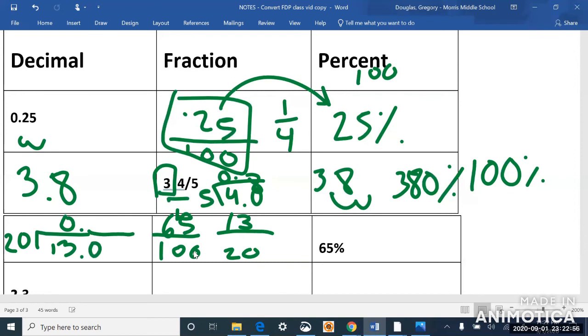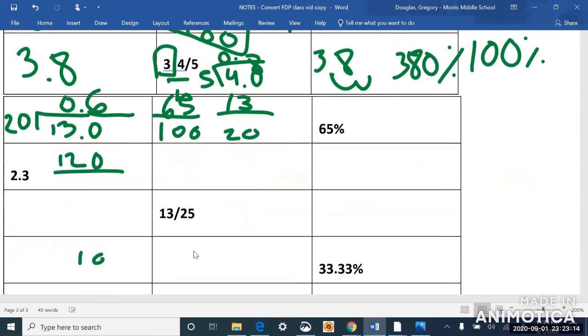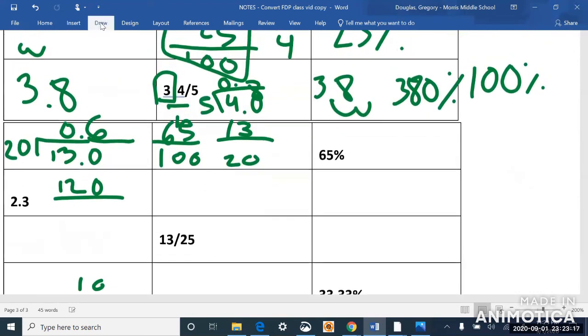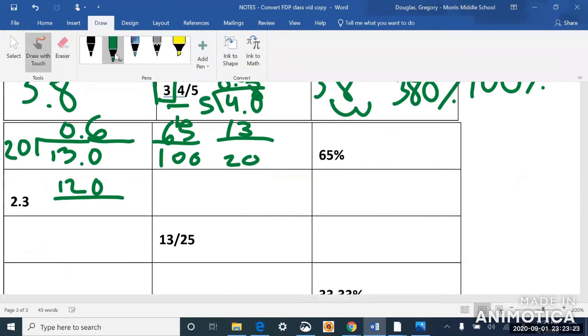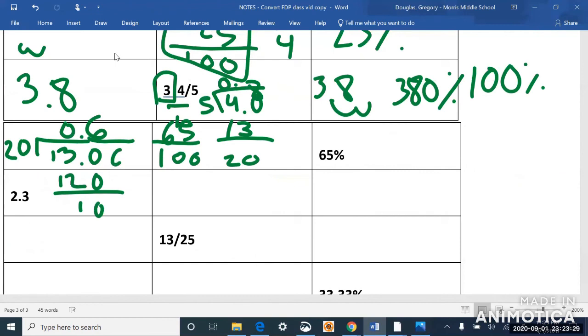Oh, wait a minute. Okay. Well, I know 20 goes into 100 5 times, and there's room for one more past that. So I could go 6 times. 6 times 0 is 0. 6 times 2 is 12. Okay, there's going to be 10 left. Okay. So how many times? I'm going to drop another 0. How many times is 20 going into 100? 5. Okay. So the decimal is 0.65.